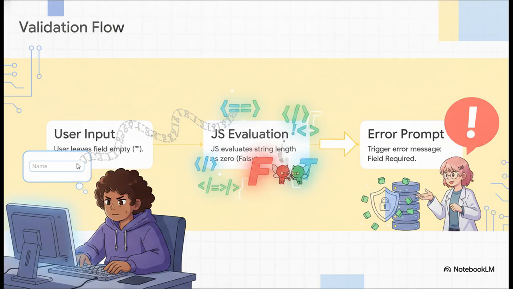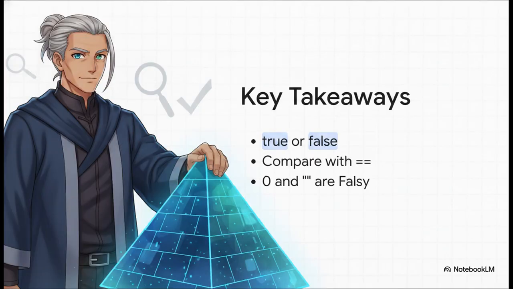Under the hood, that generates an empty string. Step 2. JavaScript evaluates that empty string. And as we literally just learned from our cheat sheet, an empty string is inherently falsy. Step 3. Because it evaluated to false, our code kicks in and triggers a prompt saying field required, instead of submitting a totally blank name to our database. You are literally using JavaScript's truthy and falsy quirk right there to protect our production databases from junk data. It's awesome.